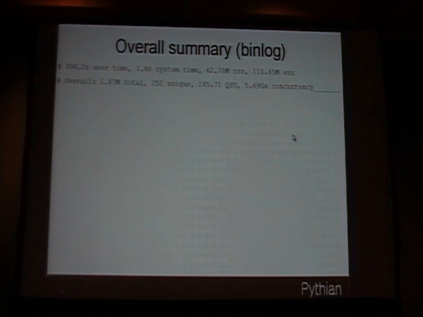252 unique, much easier than a million. 245.71 queries per second and 5.69 concurrency.